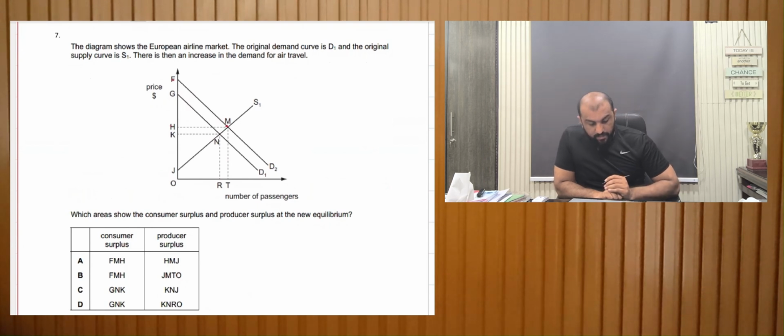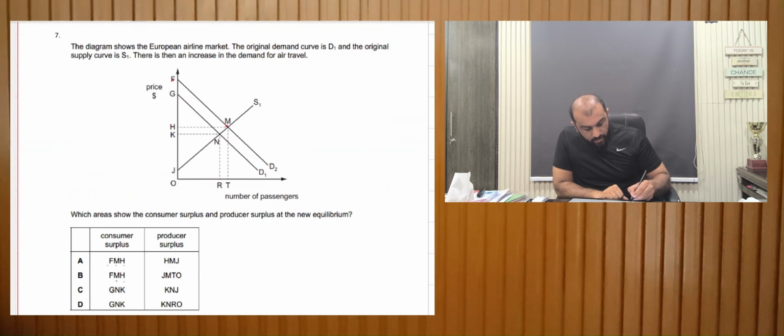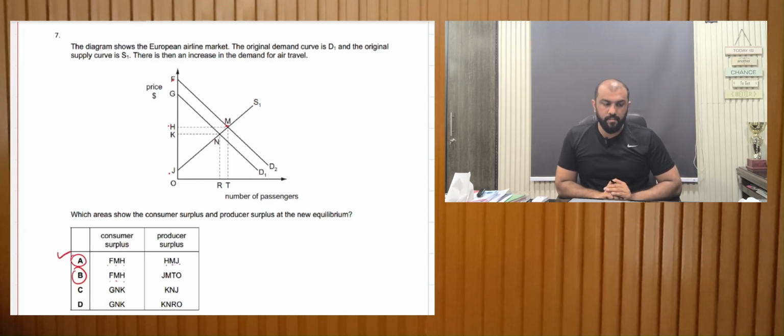H, M, F. This is my consumer surplus, H, M, and F. So A and B are the right answers. And my producer surplus would be H, M, and J. So H, M, and J. Hence, A is the right answer, right?